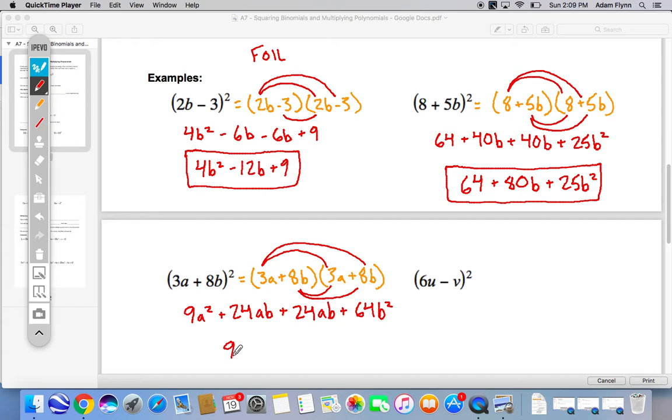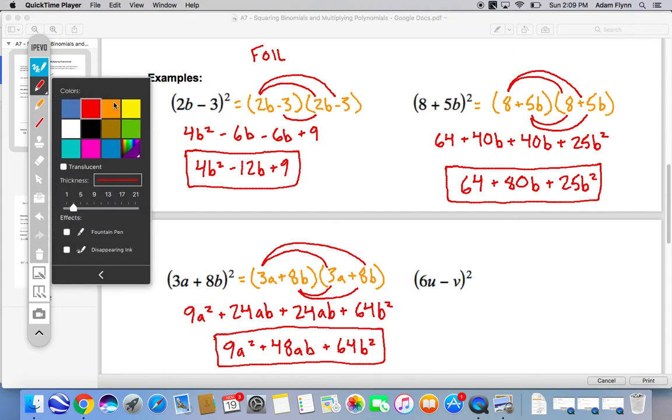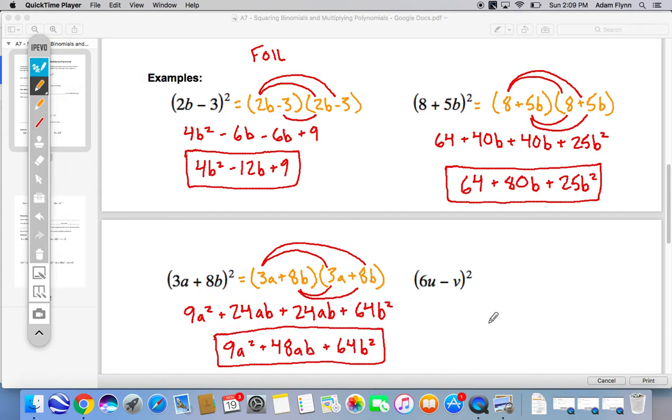So I have 9a squared plus 48ab plus 64b squared. All right, last example. I have 6u minus v squared. So I'll expand.